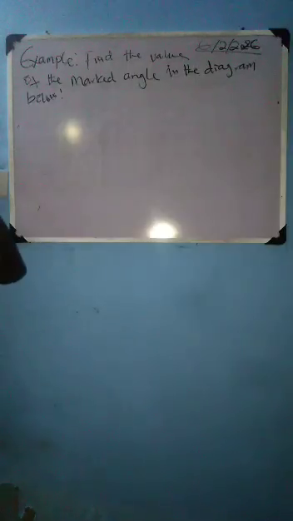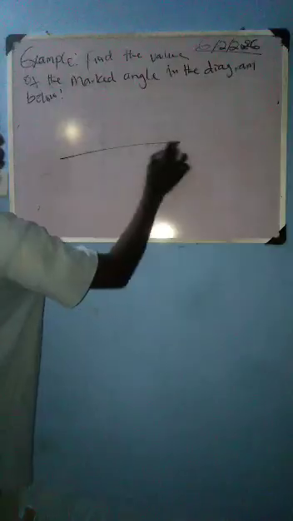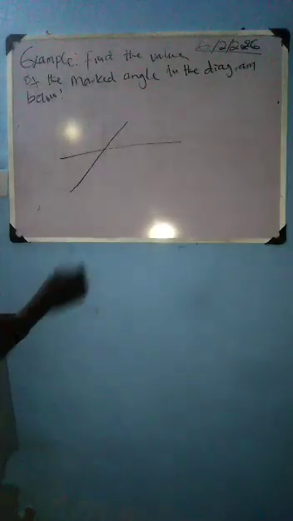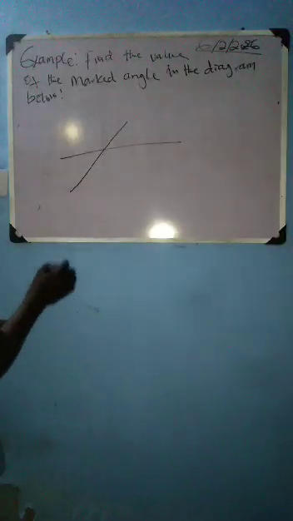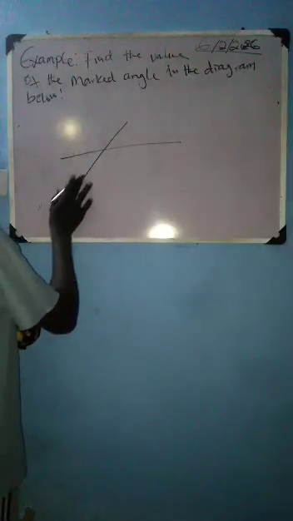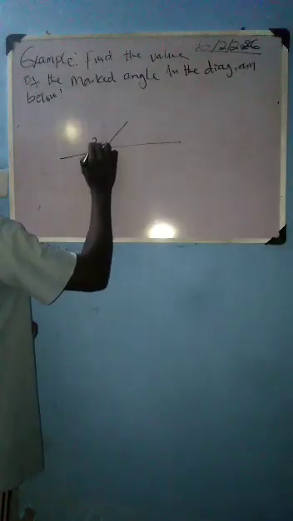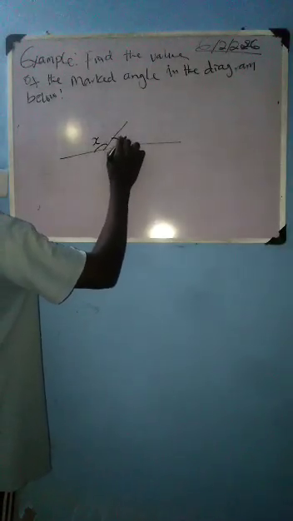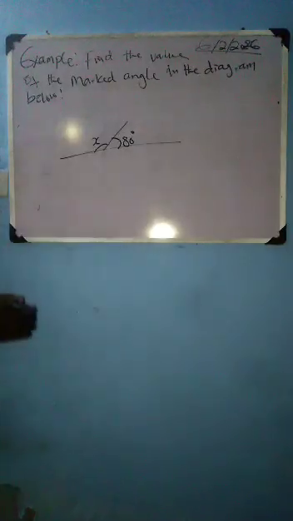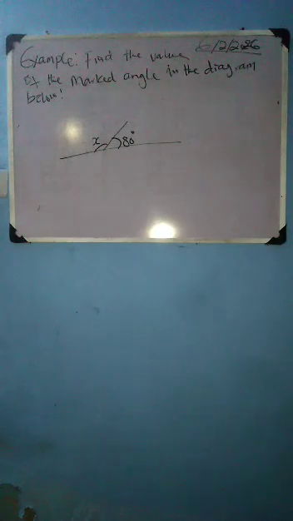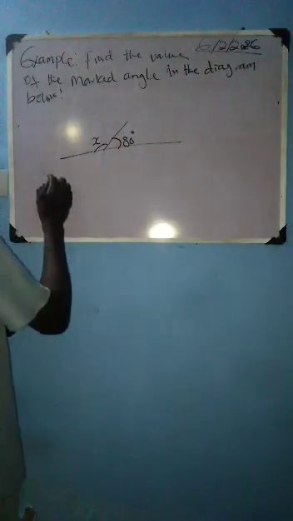So let's say you have a diagram of this nature. Sorry. You have here X and you have here 80 degrees. So you have to find the value of what? The marked angle. Okay? Now let's solve this, shall we? So solution.